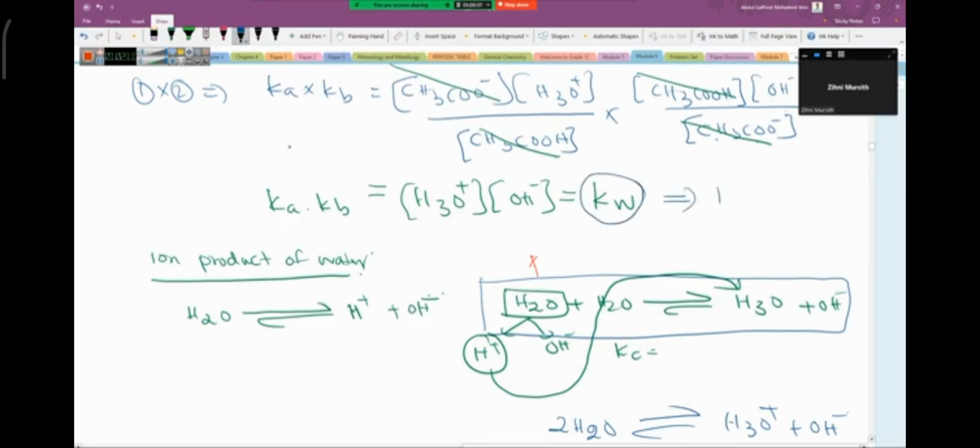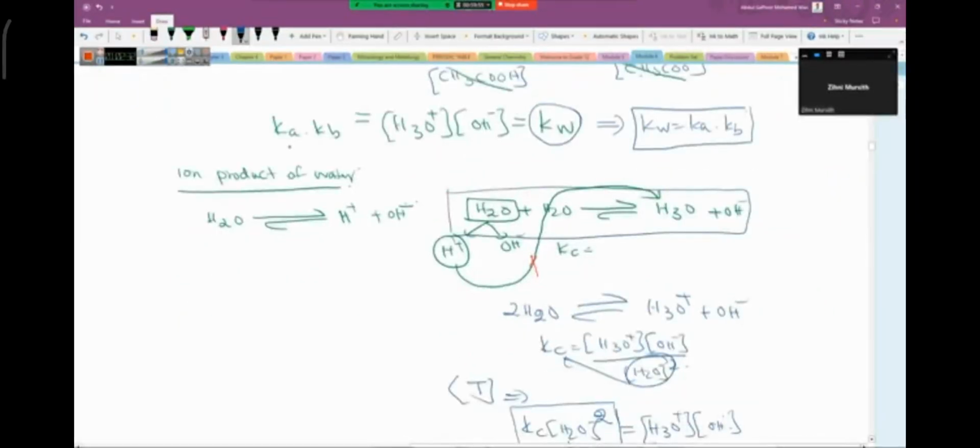From this, Kw is equal to Ka into Kb. What this means is, if we are given an acid and its conjugate base, the product of their Ka and Kb values will give you the ion product of water. Have you understood this now?